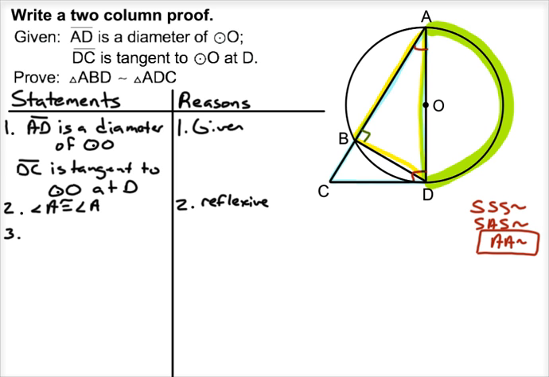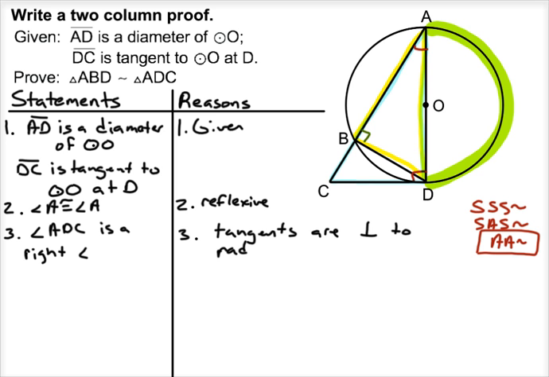So first I'm going to deal with the angle down by angle D, and I'm going to write the angle ADC is a right angle and the reason is tangents are perpendicular to radii at point of tangency.